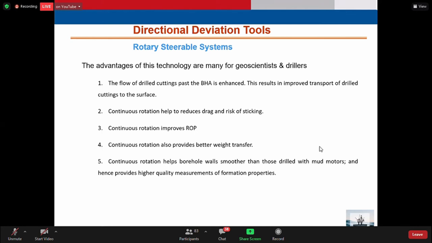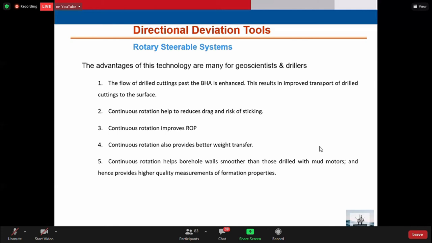Also, when I continuously rotate the drill string, it reduces the drag and reduces the possibility of getting stuck. If the cuttings accumulate in the upper section without rotation, when they accumulate in a huge amount, it may result in sticking. So I cannot move the drill string up or down, and it will cause many problems. But with the rotary steerable system, the continuous rotation of the whole drill string, not only the bit, reduces the possibility of sticking. Also, continuous rotation allows improvement in rate of penetration.